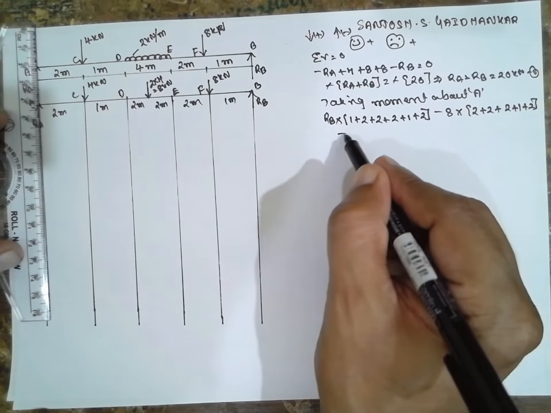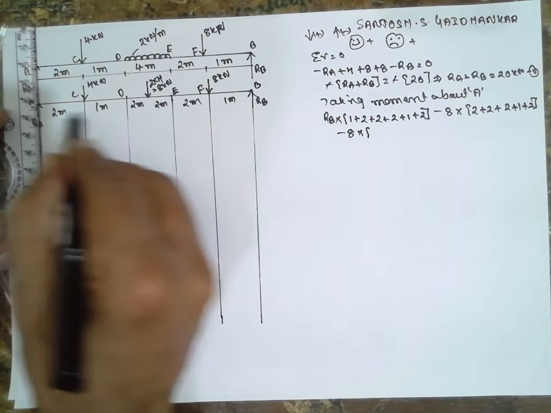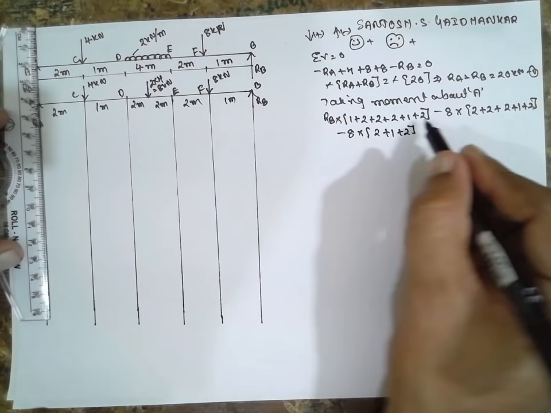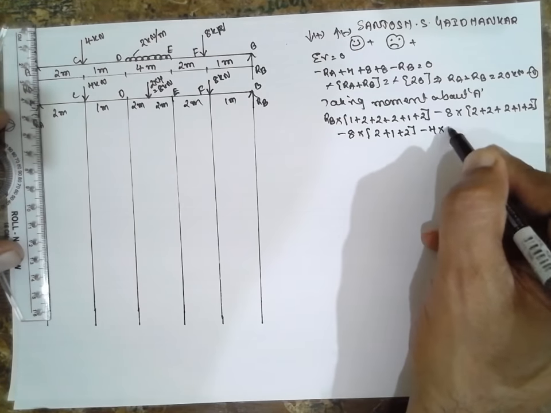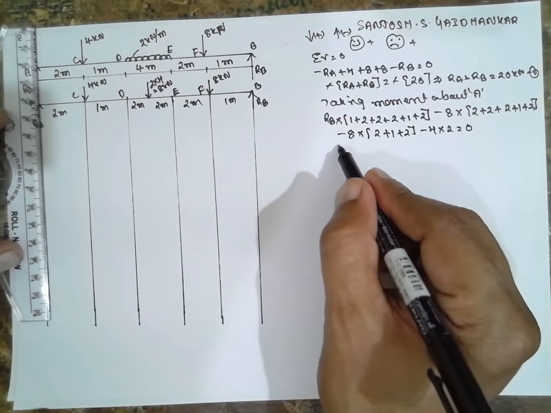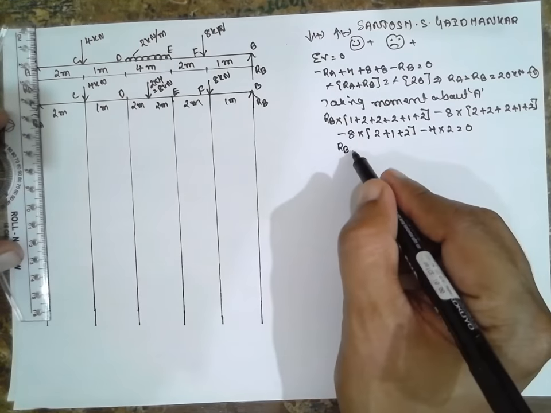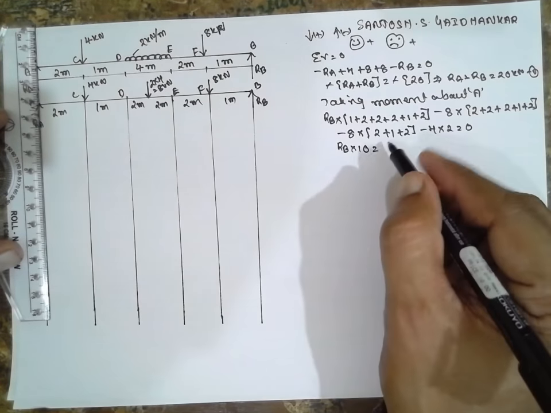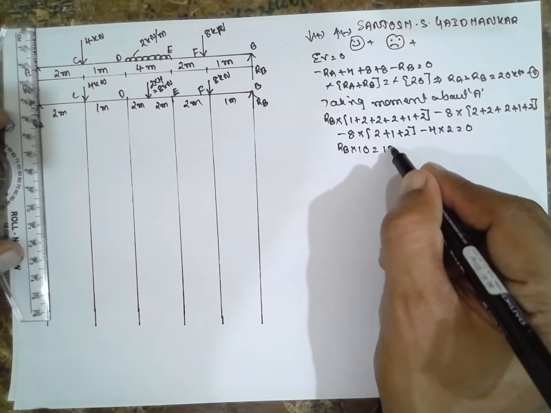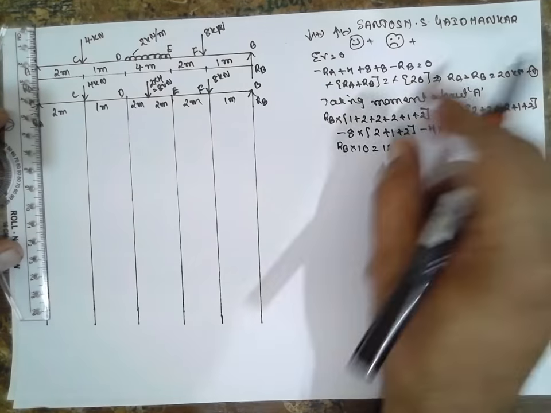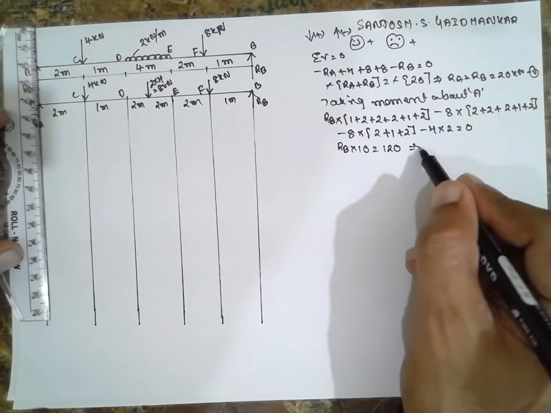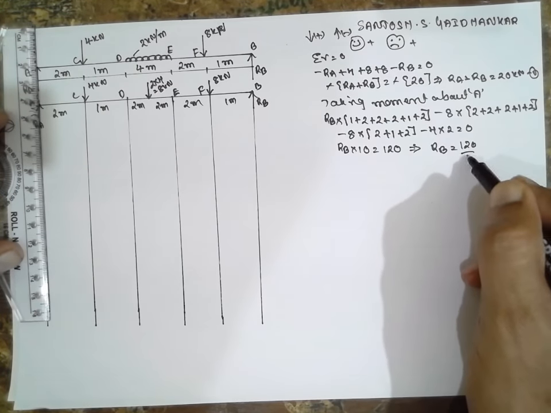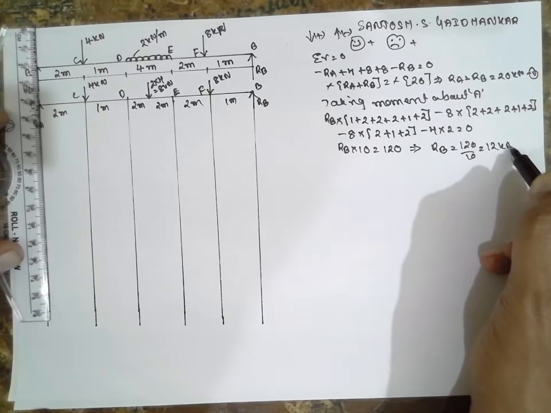Next, minus 8 into this distance, that is 2 plus 1 plus 2. Next, minus 4 into 2 is equal to 0. Therefore, RB into 10, and this term has to be brought to this side, it becomes 120. Therefore RB will be 120 divided by 10, 12 kN.